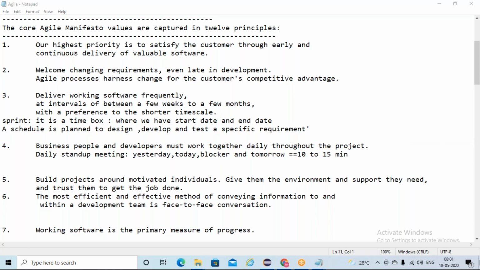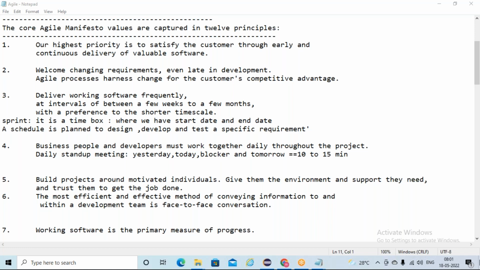Whereas in the agile process, any small changes during that sprint, whatever changes the customer is asking, we will adopt it. We will welcome it. Whatever changes they are asking, we are welcoming it, adopting it, developing smoothly, and delivering it quickly.